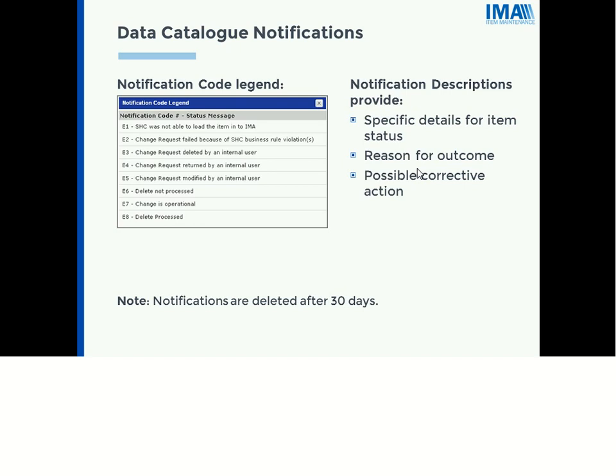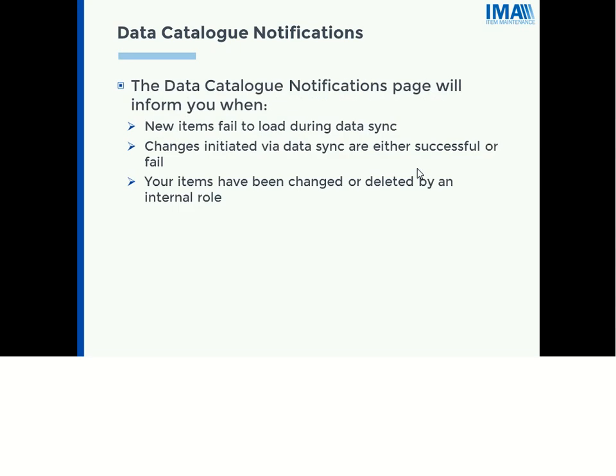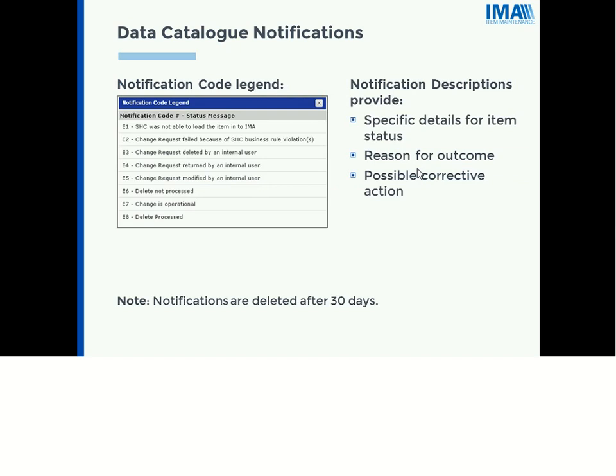So most likely, if you remember, one of the reasons why you might get these notifications is that changes initiated during data sync are either successful or they fail. So you will see some sort of message about any change that you try to take over from your provider. So if it says change is operational, then I would think that would probably signify that your change was successful in being synced over. I don't work with these that often, but that would be my first guess.